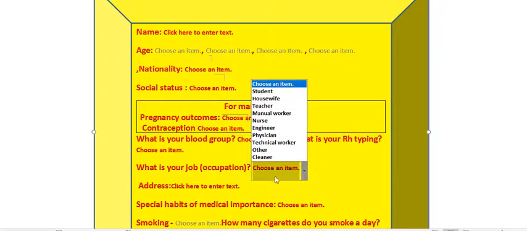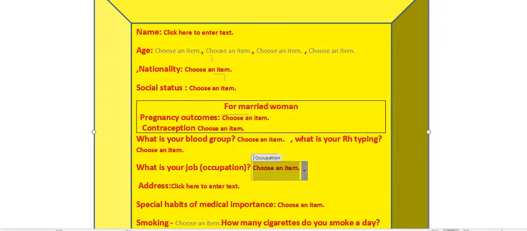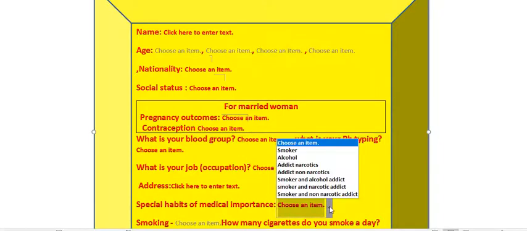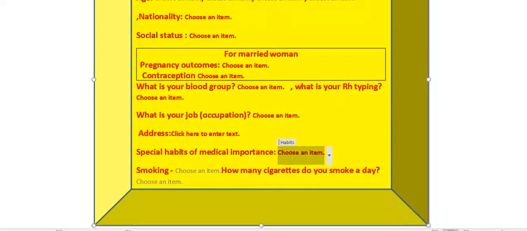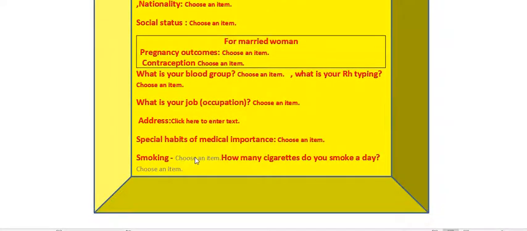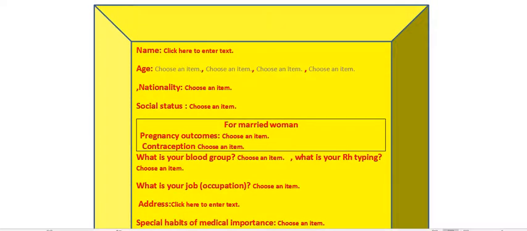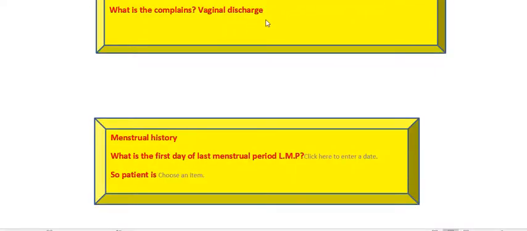What's her job and the address of the patient and special habits: smoking, alcohol addicts, and or narcotics. Smoking, we will ask her when she started to smoke and how many cigarettes she's smoking and for how many years she's smoking. The main problem of the patient is vaginal discharge.